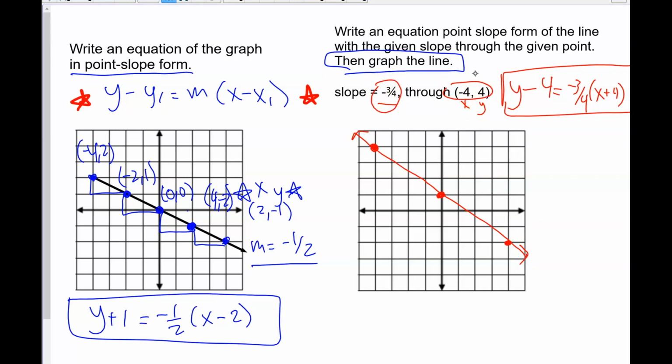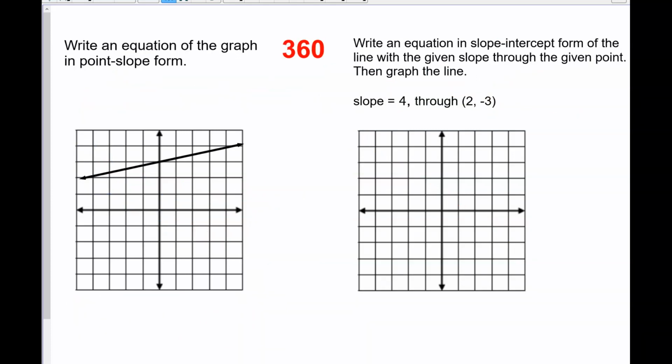So the good thing is if I have a slope and I have a point to go off of, I can go ahead and create that graph, and I've got my point-slope form of the equation as well. And so that's what I'm looking at when I'm filling this out. All right, so here's 2 more examples.